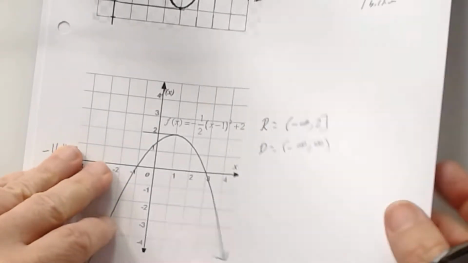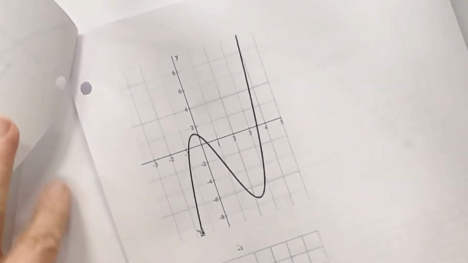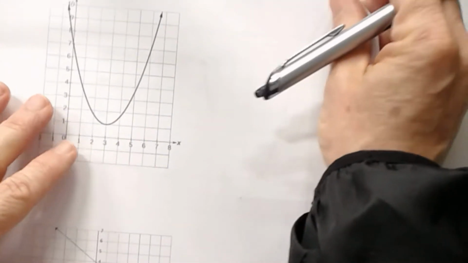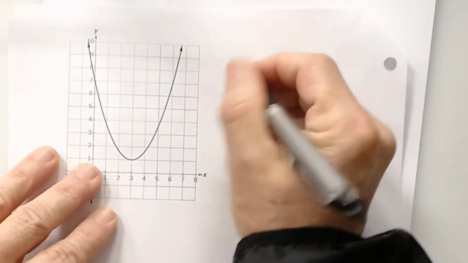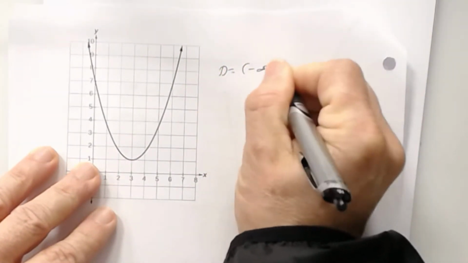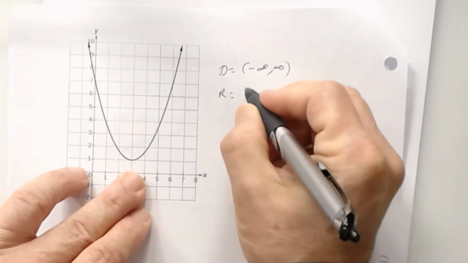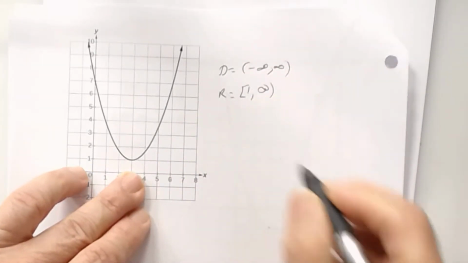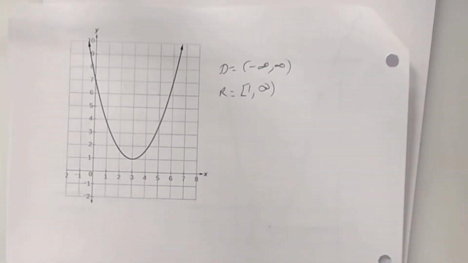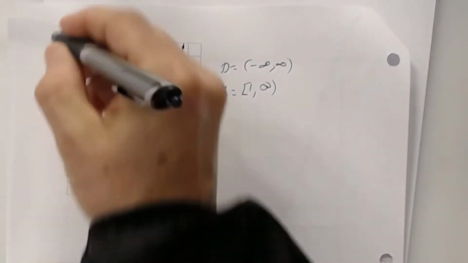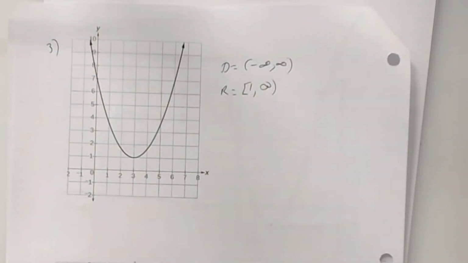All right? Let's look at the next one. Parabola again. Is that the same one as the previous one? No. Okay, what's the range? Now actually, you can tell me the domain now. What's the domain? Negative infinity to infinity. What's the range? What's the smallest y value? 1 to what? Infinity. All right, so that's number 3.